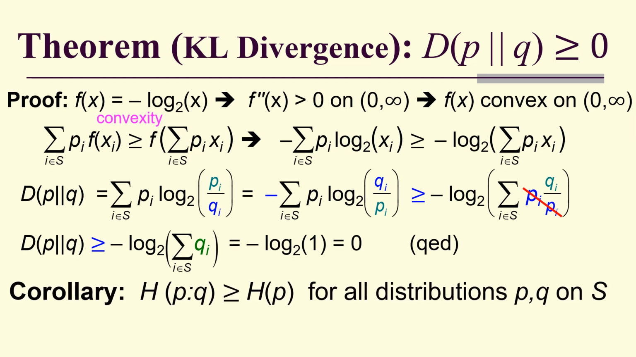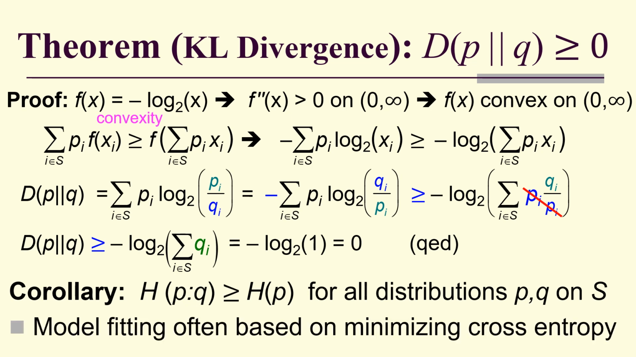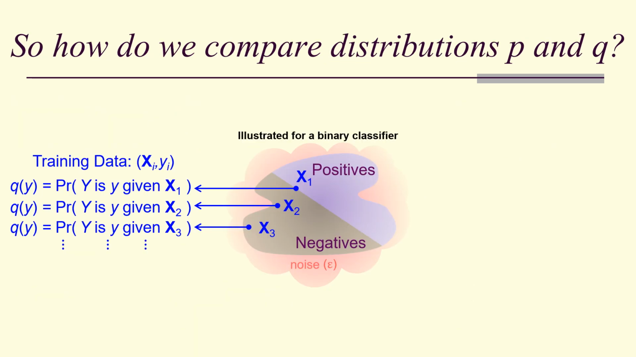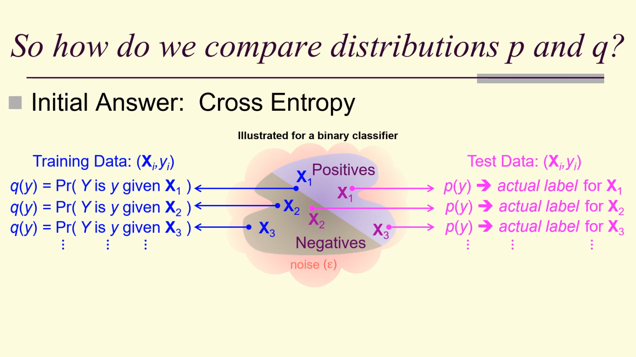A corollary is that cross entropy is always greater than or equal to pure entropy for all distributions P and Q. Model fitting is often based on minimizing cross entropy, trying to reduce it in some sense down to the pure entropy. So how do we compare distributions P and Q? Well, cross entropy is our initial answer.